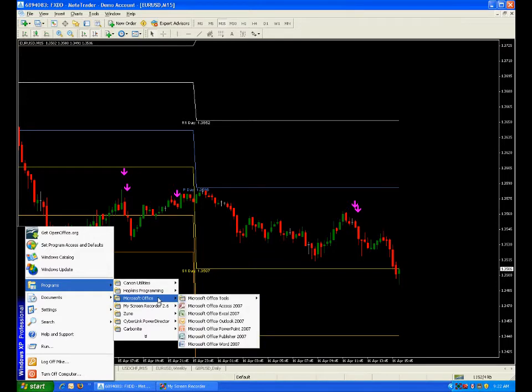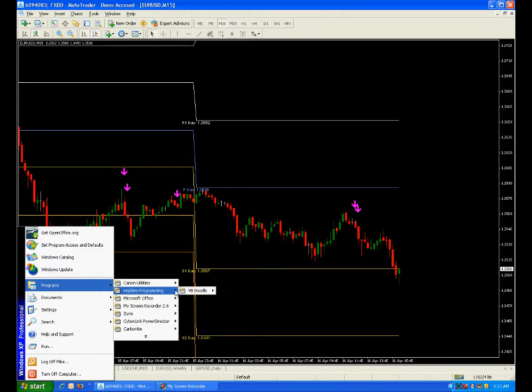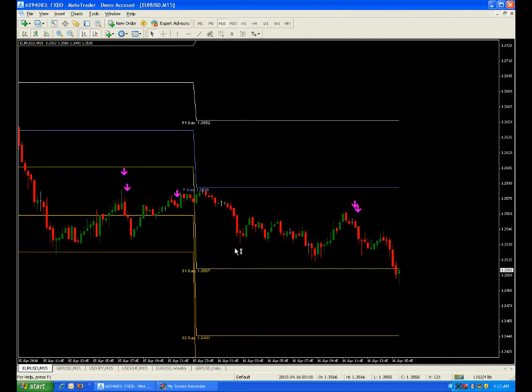Taking a look at yesterday and today's action. And we can see we've got some bullish activity on our favorite pair, the Euro USD.